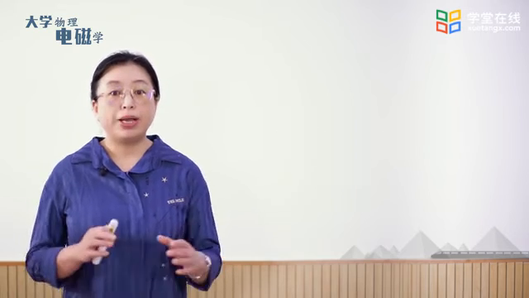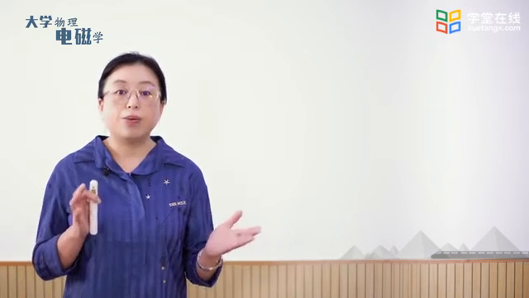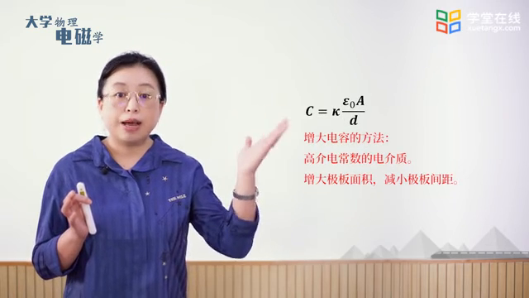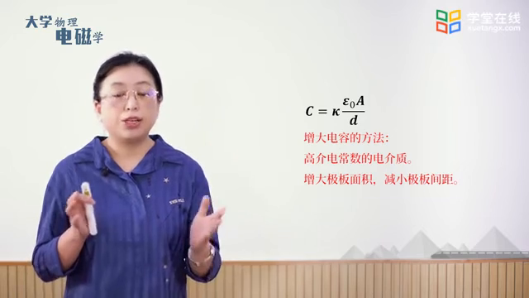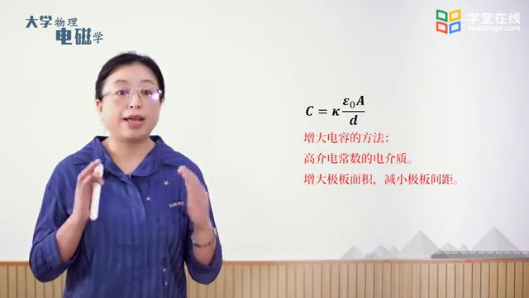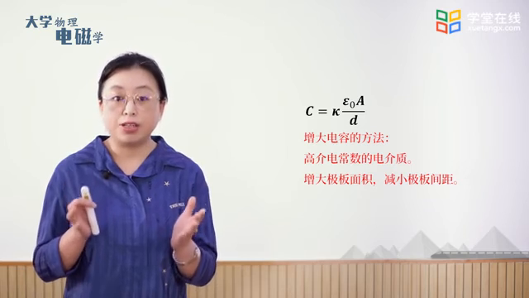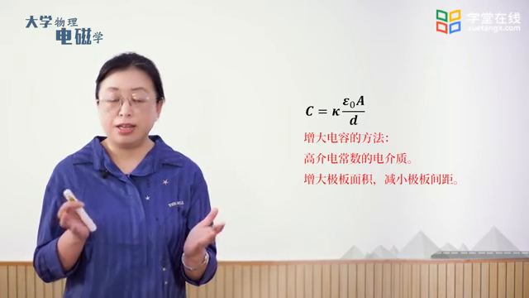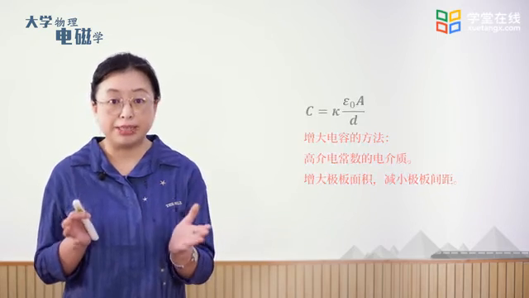For example, we can express the capacitance of a parallel plate capacitor with a dielectric as C equals kappa epsilon 0 A divided by d. Thus, choosing a dielectric with a high kappa is an approach to increase the capacitance of a capacitor. This expression also tells us that the capacitance could be increased by decreasing the separation d.